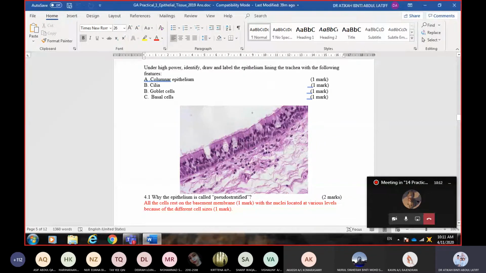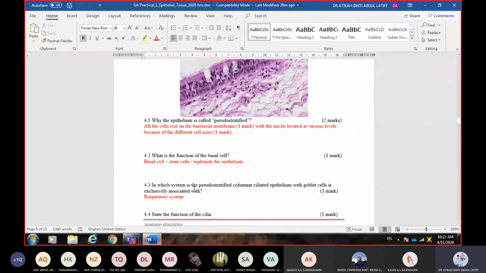Okay, so there are 4 things you need to identify. First, the columnar epithelium here, or columnar cells here, and then you have the basal cells at the base, and you have cilia and goblet cells, which are these big rounded cells, which are more pale staining because of mucus that does not stain well with H&E.